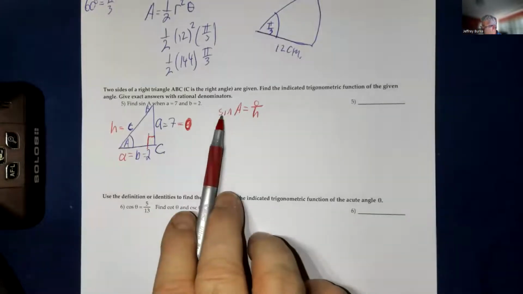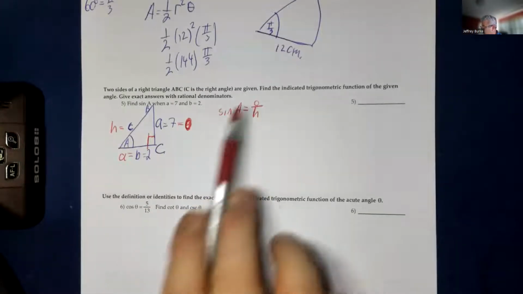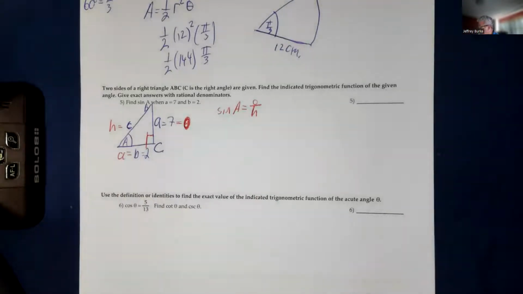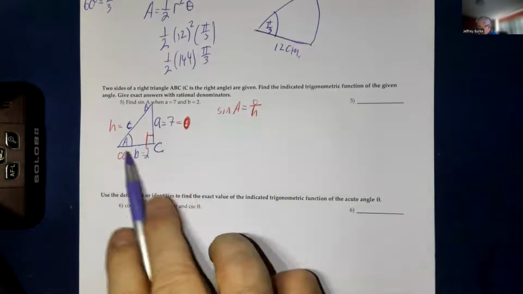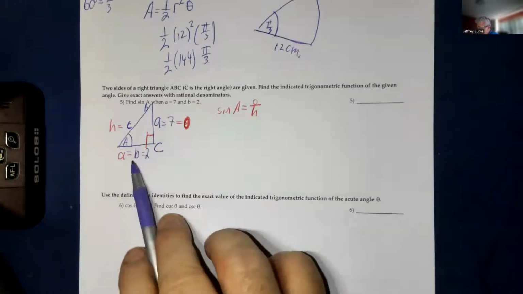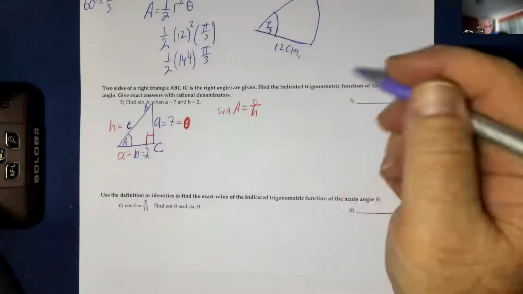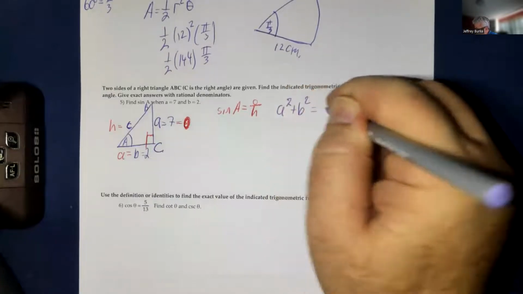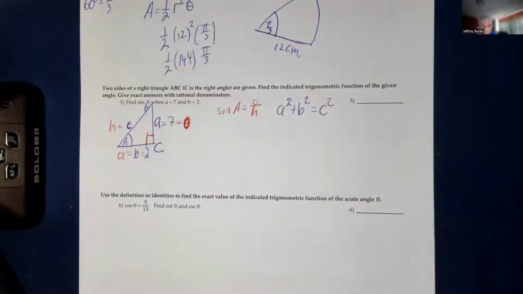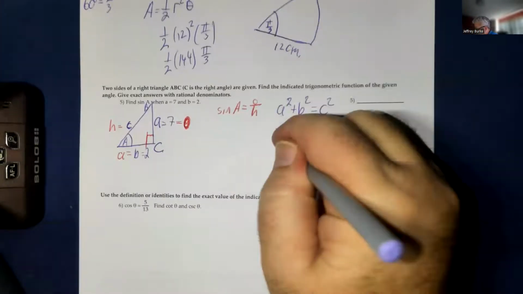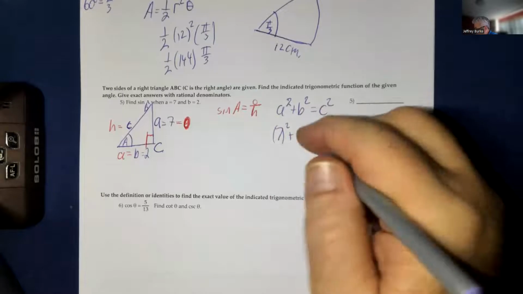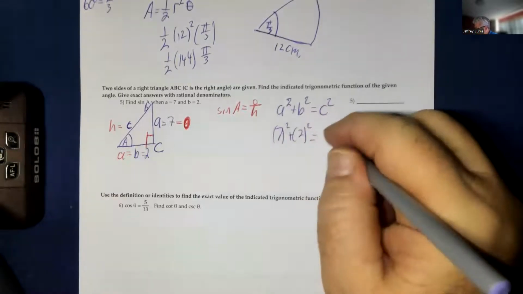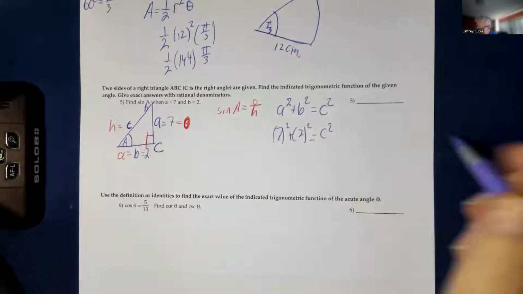Because we're asked to find the value of sine A, we know what the opposite is already. That's 7. But we don't know what the hypotenuse is. So what we need to do next is take a look at the sides and apply the Pythagorean theorem. This is going to be a squared plus b squared equals c squared. This is going to be 7 squared plus 2 squared equals c squared. We don't know what that is yet, but we're going to find it out.